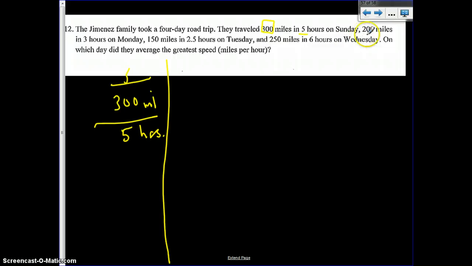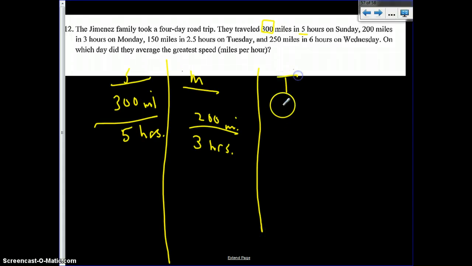All right, and then on Monday, or sorry, that was Sunday. On Monday, what did they do? They drove 3 hours, 200 miles. Yep. All right, on Tuesday, what did they do? They drove 150 miles, and it took 2.5 hours. Let me just clear it so you can see it better. So 150 miles.